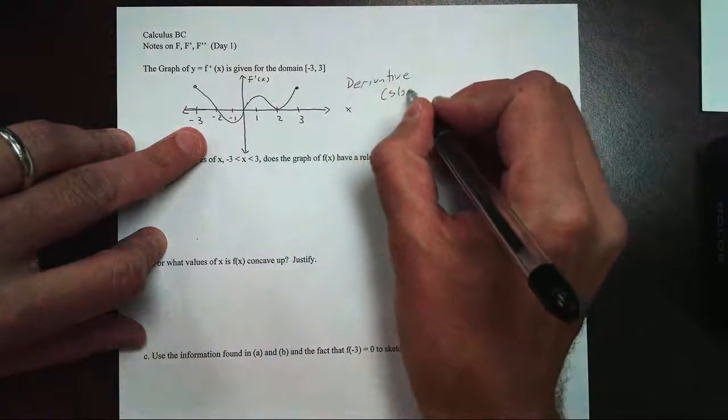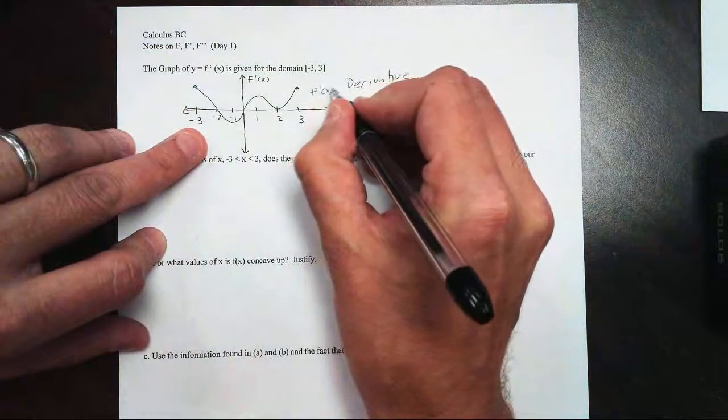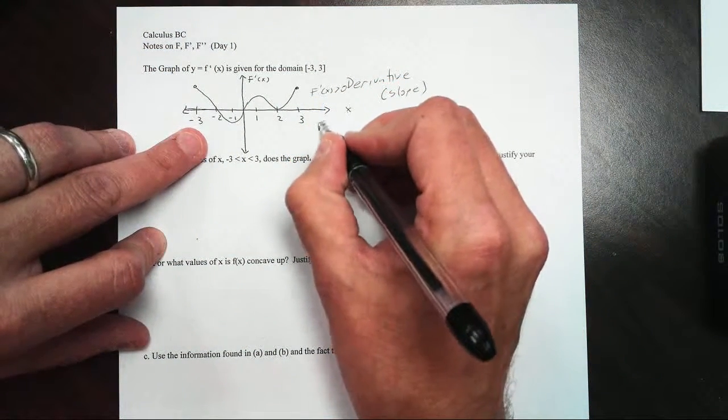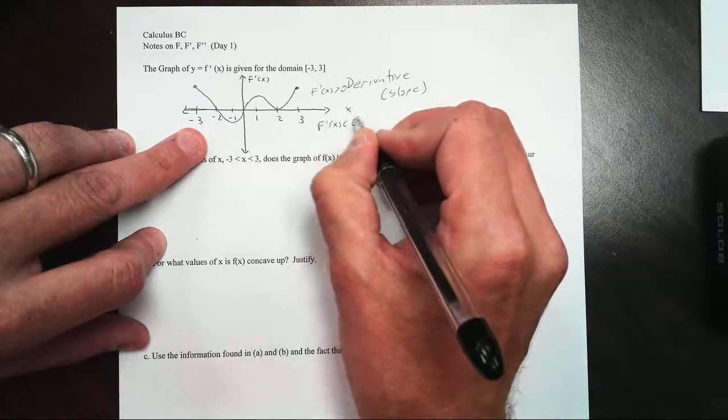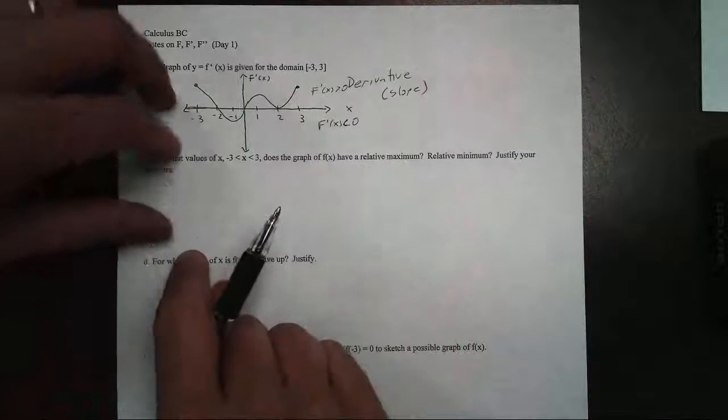And it finds us the slope. And we know that if the derivative is above the x-axis, the slope is positive, and if it's below, the slope is negative. Now notice what I did here. It didn't take me long to do that, and it can help me.